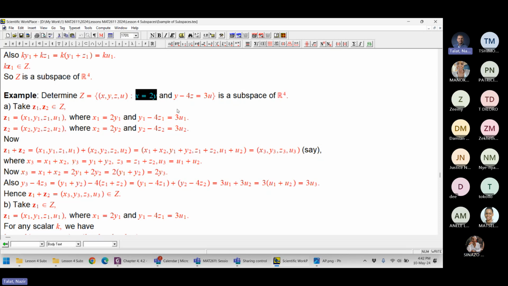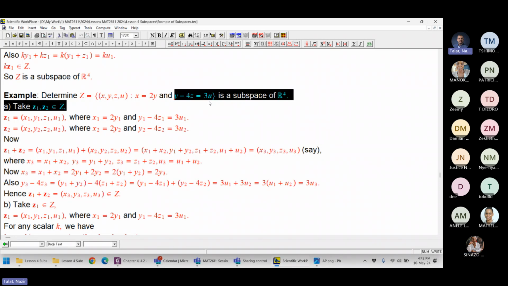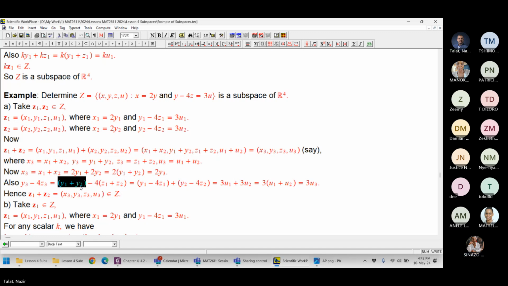Now let us check whether the sum of elements also satisfies this condition or not. For this, let us take 3y3 minus 4z3. So y3 is y1 plus y2, and z3 is z1 plus z2, as defined here. Now we can separate this and write it as y1 minus 4z1 plus y2 minus 4z2.